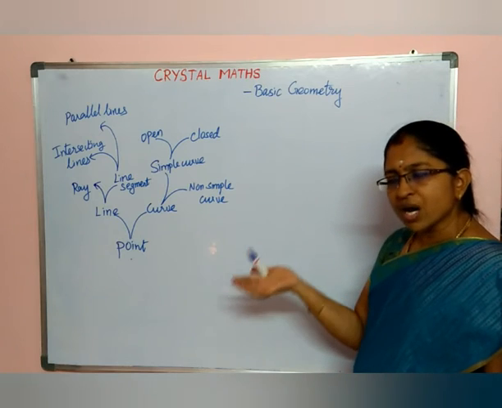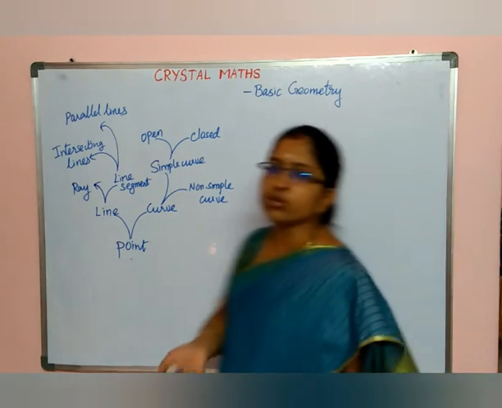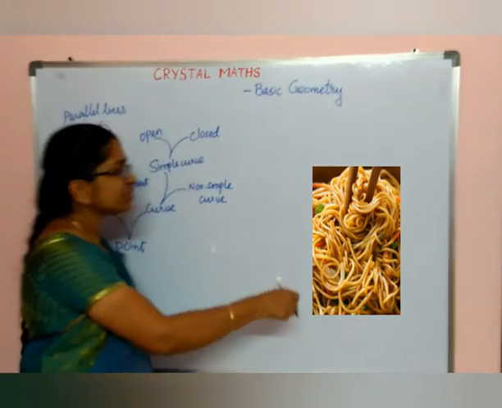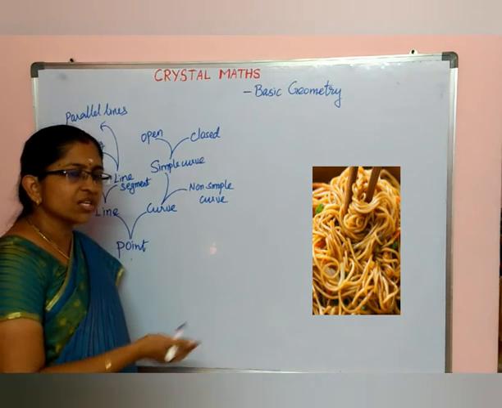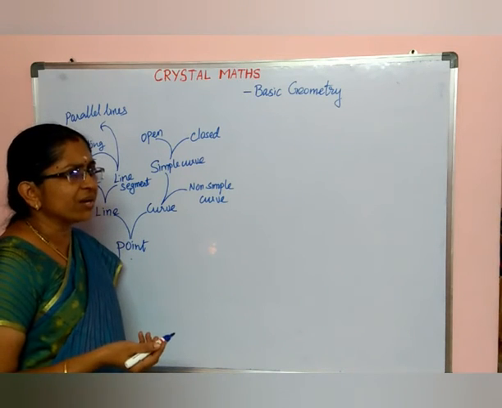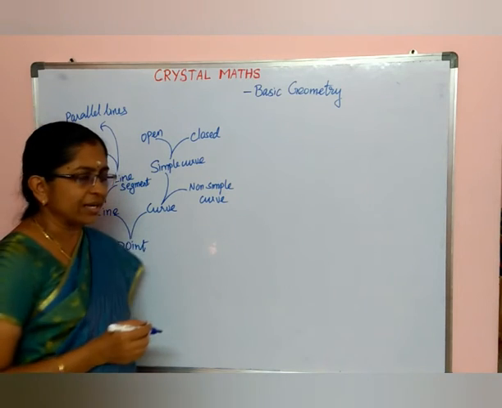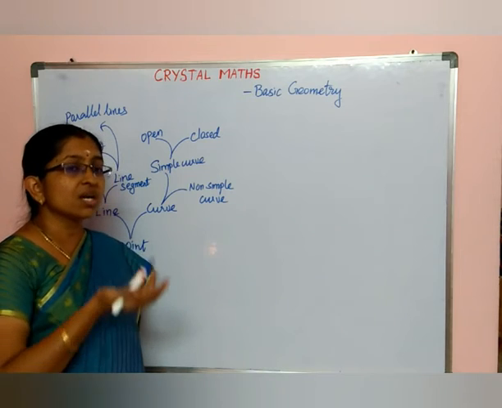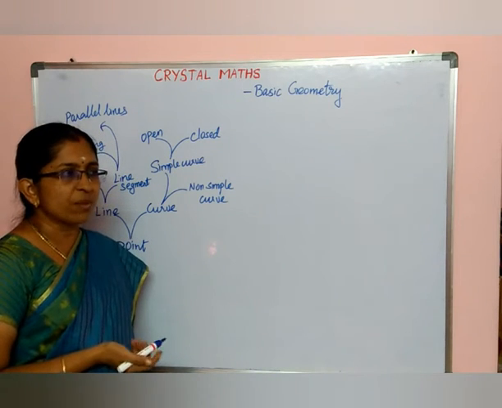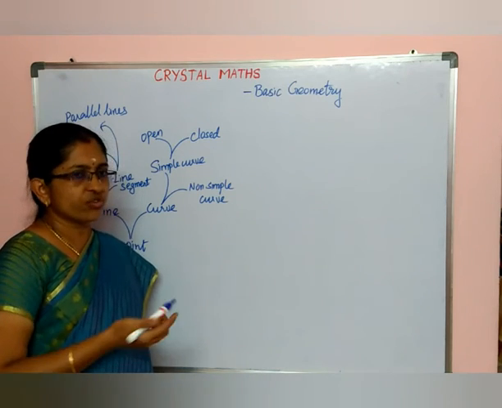And take a cup of noodles. If you take one string alone from that, is it possible for us to find the starting and ending point? Quite difficult, right? So that is another example for a line. And that noodle is the best example for a curved line also. Making the noodles straight is a little difficult, but if you try, it's possible.